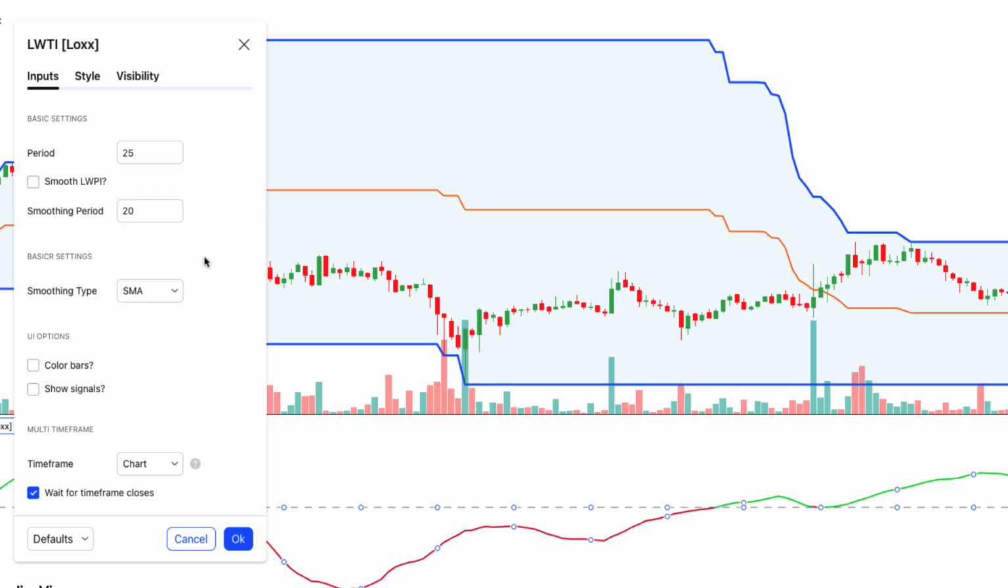There is also the colored bar setting. If you prefer having the candlesticks colored and displaying the signal of the LWTI, you can enable this setting, but keep in mind that this is a matter of personal preference.